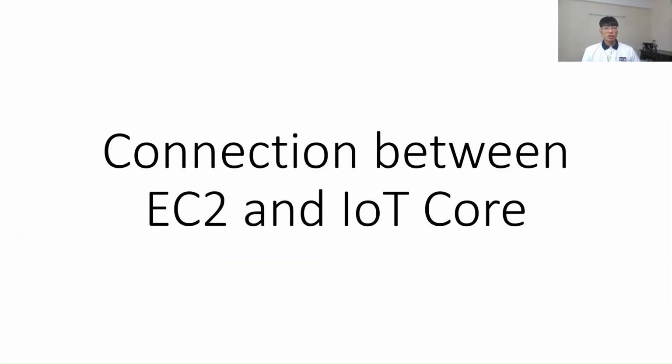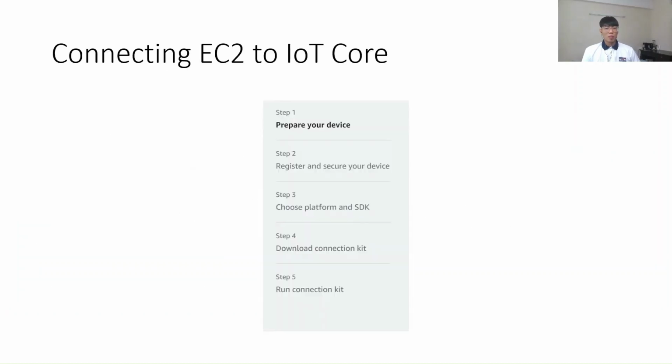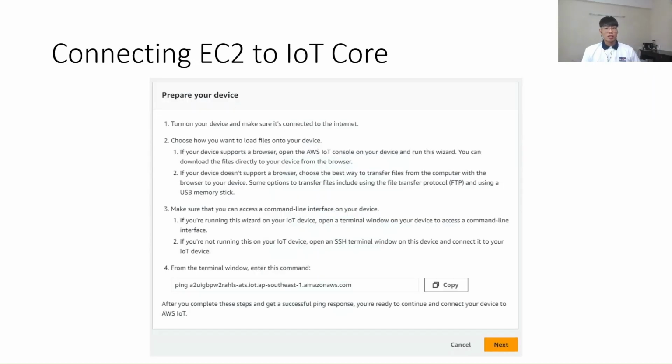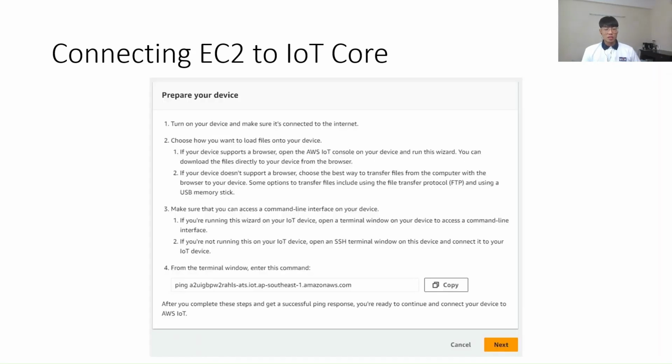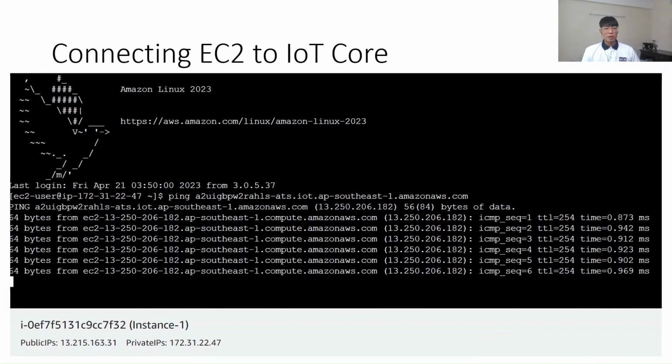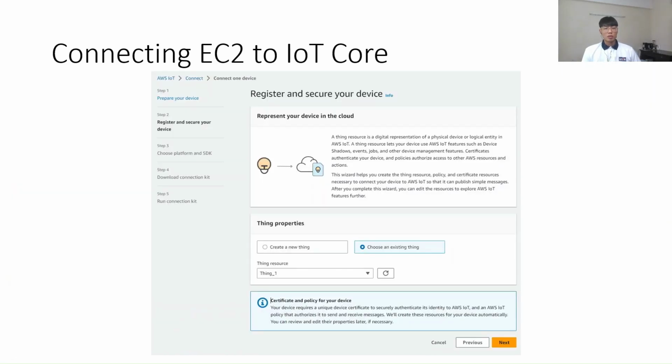Then I will show the connection between EC2 and IoT Core. And there are 5 steps to perform this. And firstly, you need to prepare a device. So you need to copy the ping command and open up your EC2 and paste it there. If it is a successful ping, it will show something like this. And then go back to the steps just now.